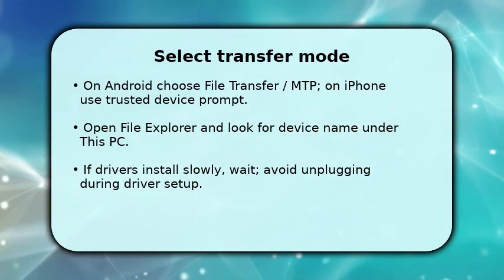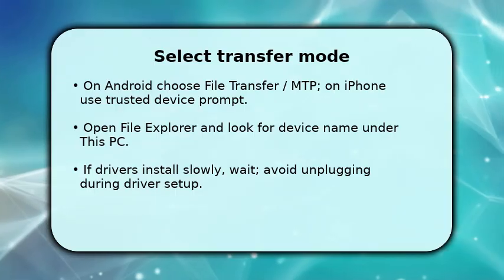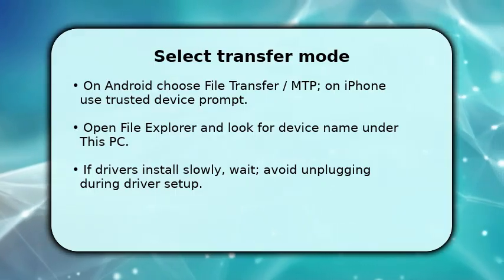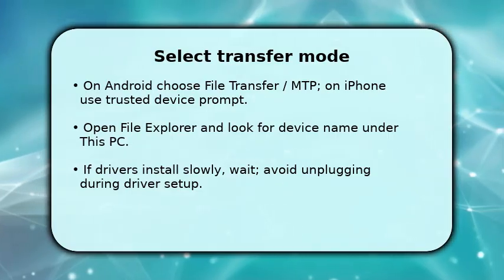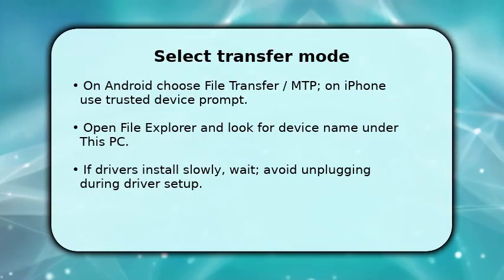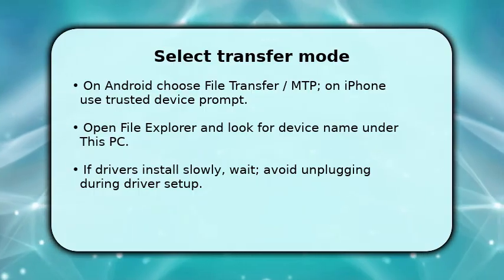Then open File Explorer and locate your phone listed under this PC or Devices and Drives. If Windows installs drivers, let it finish. Interrupting can leave the device unrecognized. Once the folder appears, you can browse photos, videos, and folders. You'll be ready to copy, move, or backup content shortly.